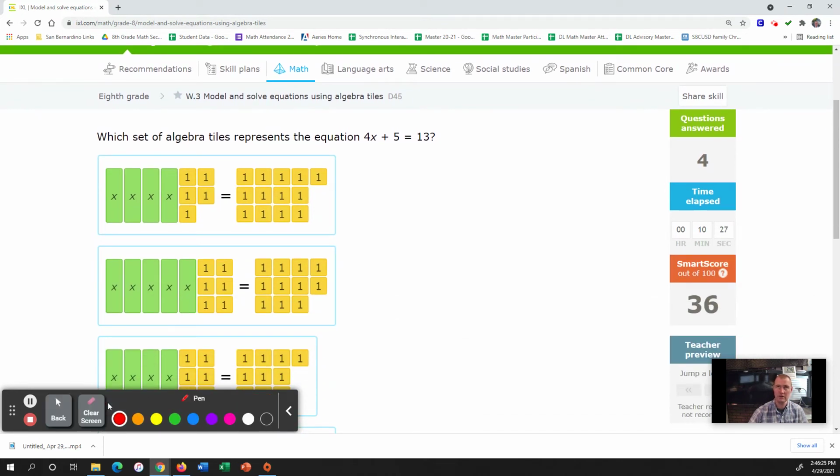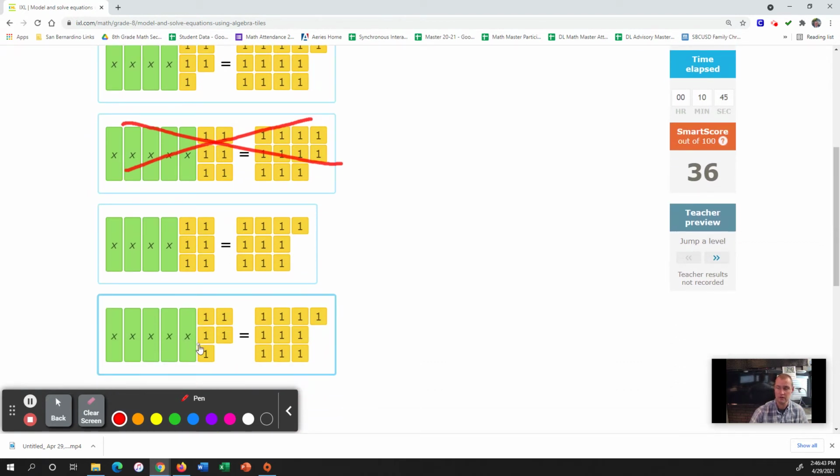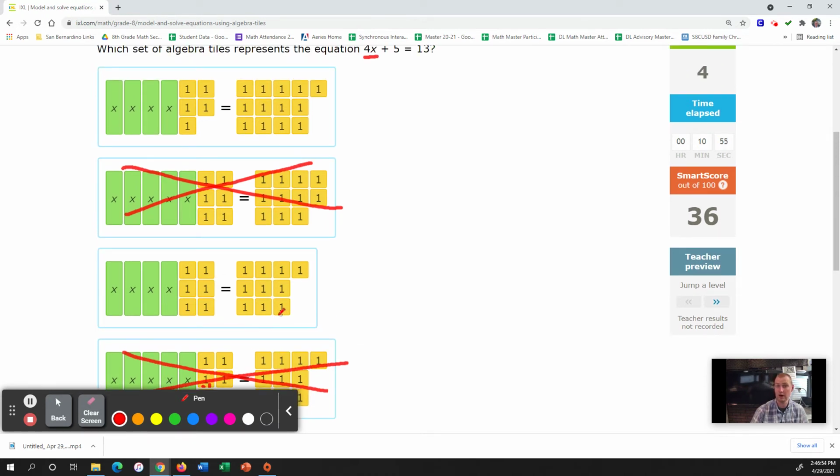All right, which set of algebra tiles represents the equation 4x? So first part we're going to check is, do we have 4 x boxes here? So 1, 2, 3, 4. First one looks good. Next one, 1, 2, 3, 4, 5. We have 5 x's there. That is way too many. So the second one is automatically out. The third one looks good. We got 4 x's, but the last one we also have 5 x's just like the second one. Therefore, we don't want the second one or the fourth choice.